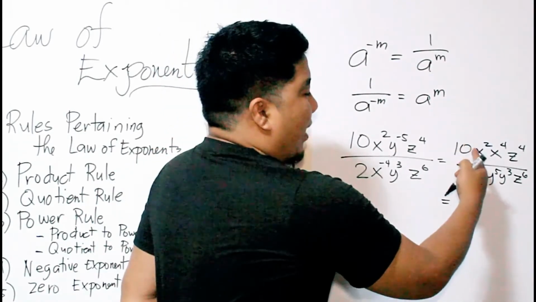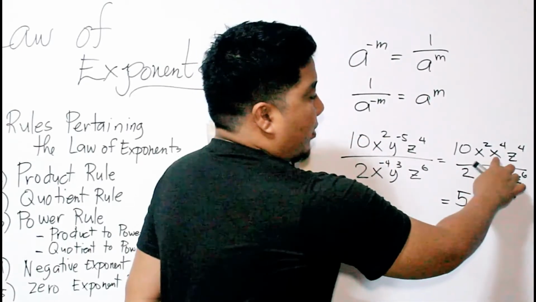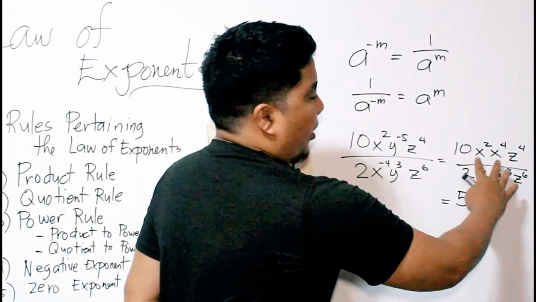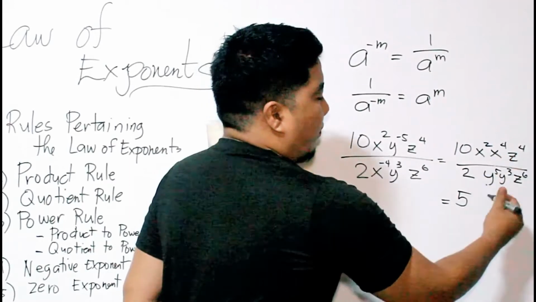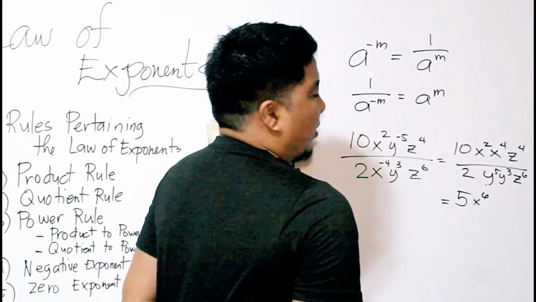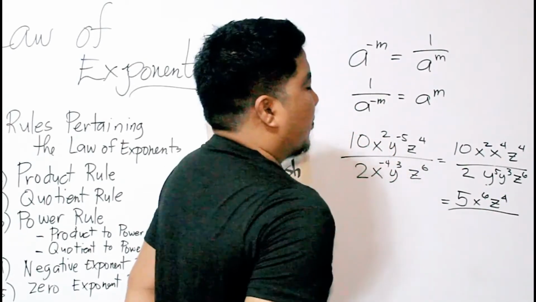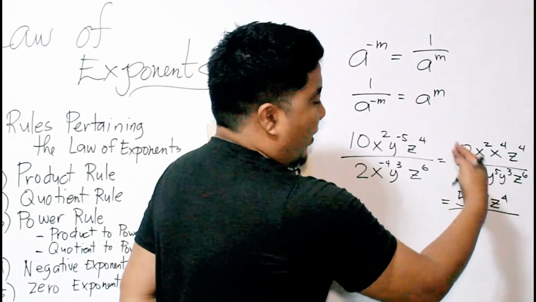So, 10 divided by 2, that is 5. For x, there are two x's here, but there is no x in the denominator side, so I will apply the product rule. So x squared and x to the fourth will give me x to the 6th. Then that is z to the 4th power over. Since I have already divided this one, this is already finished.